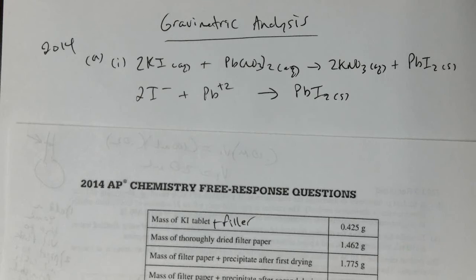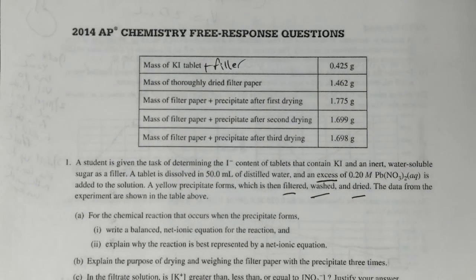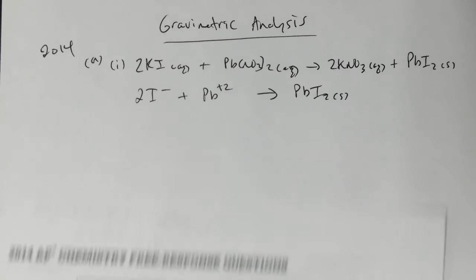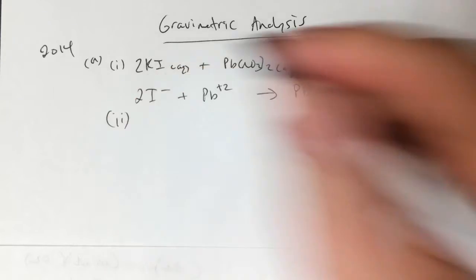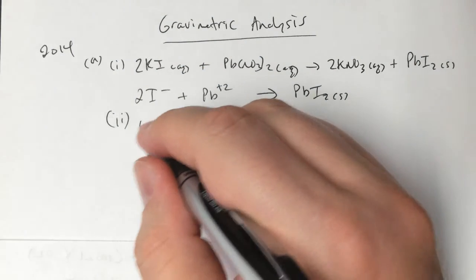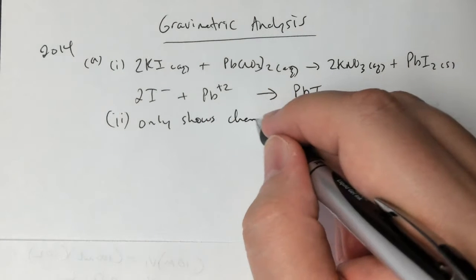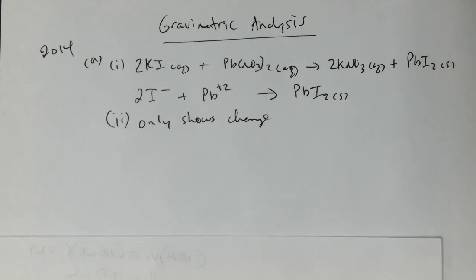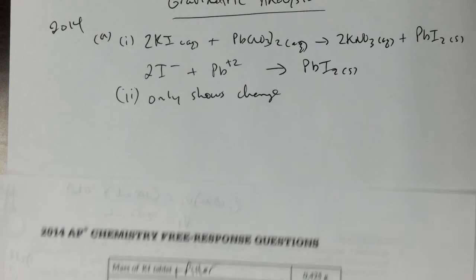Alright, so reading on your paper here, part 2, explain why the reaction is best represented by net ionic. Alright, so I want to make this video a little faster, so I'm just going to say here, only shows change. So a net ionic just shows what actually undergoes a change. The spectators don't do anything, so you don't have to include them in the chemical reaction.